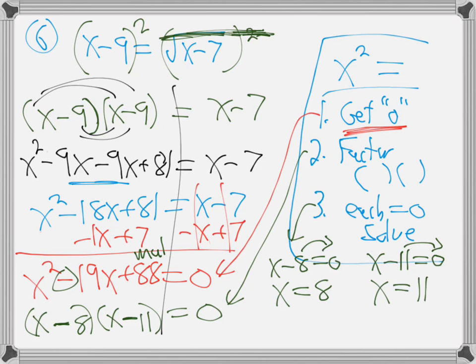Right? It changes to positive, right? When those negative numbers jump to the other side, negative 8 jumps over, becomes positive 8. Negative 11 jumps over, becomes positive 11. So the 2 answers are 8 and 11.